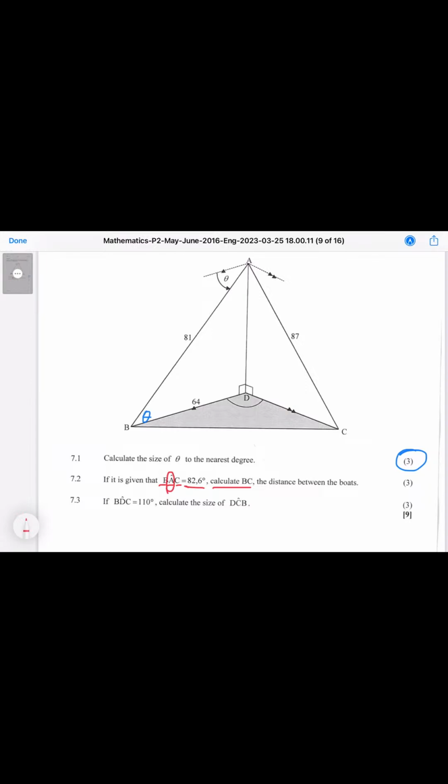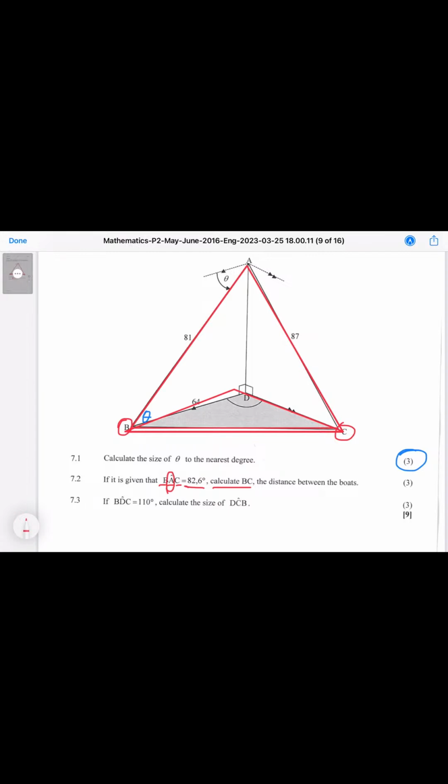This is the distance that the examiner wants you to calculate. This is the distance between the two poles. The question that you need to ask yourself is, which triangle is associated with BC, that line BC? You realize it's actually that triangle, and another one is that triangle. The question now is, which triangle has enough information for you to calculate BC?